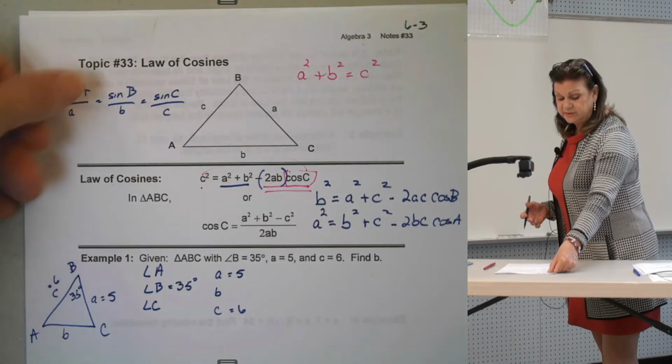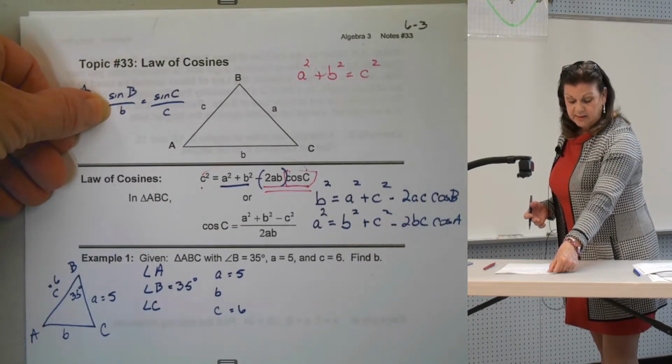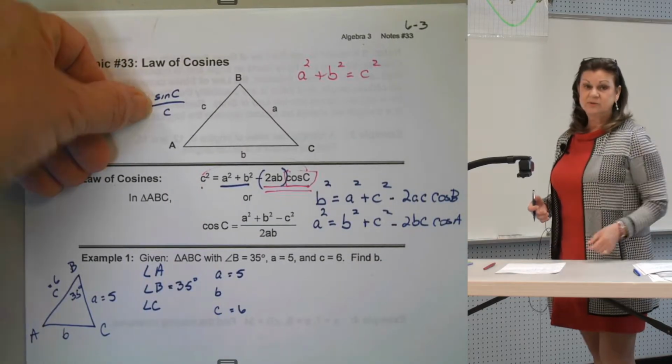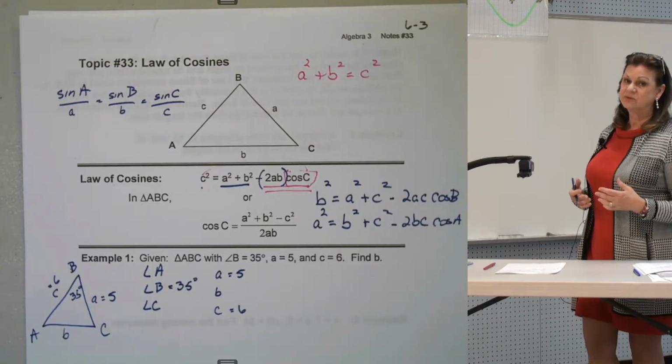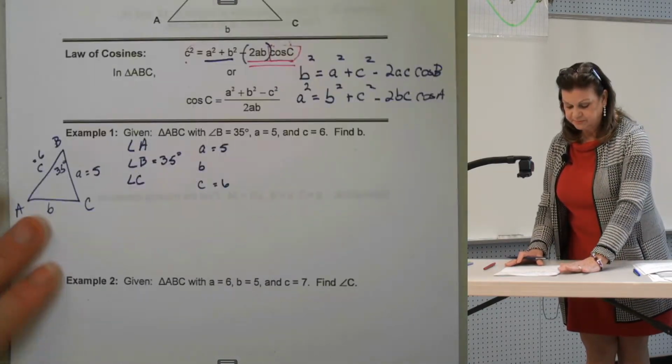So if I tried to do sine B over B, I'd have variable B. I could look for sine C, but I have variable sine C. I have the length, but that gives me 2 variables in that problem, and of course you can't solve that. So what can we do? Well, there's law of cosines.